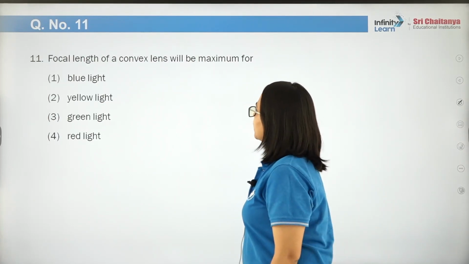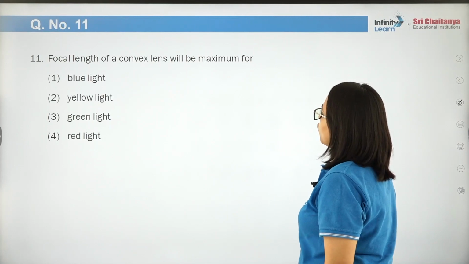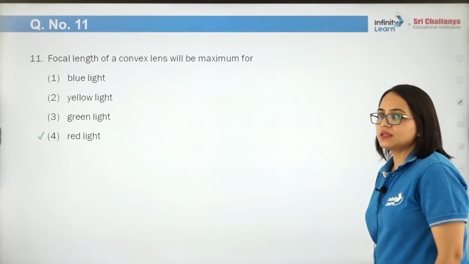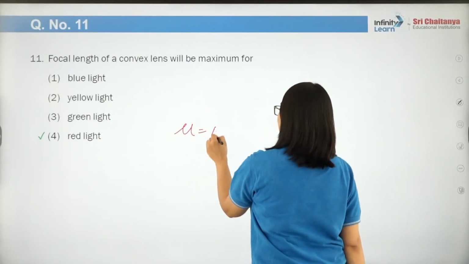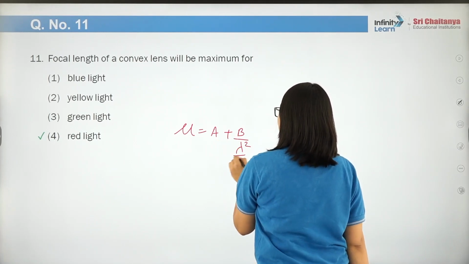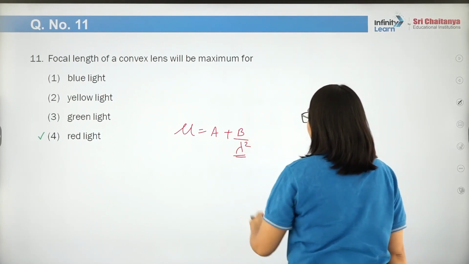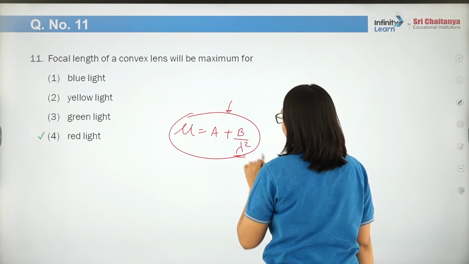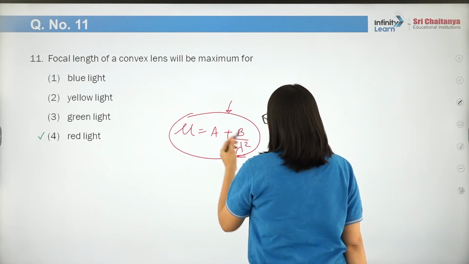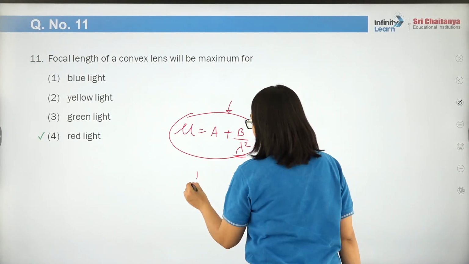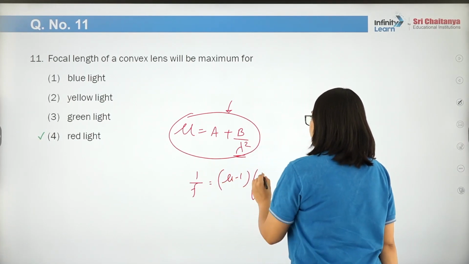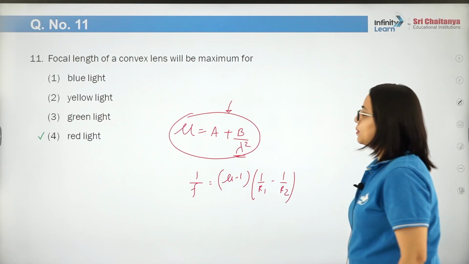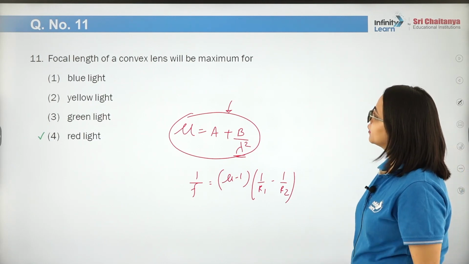Question number 11. Focal length of a convex lens will be maximum for, focal length of a convex lens is maximum for red light, okay, because mu is A plus B upon lambda square. So over here mu will be minimum for red, because wavelength of red is maximum, right. So 1 upon F is mu minus 1 into 1 upon R1 minus 1 upon R2. So if mu is minimum, then 1 upon F will be minimum and F will be maximum, right.